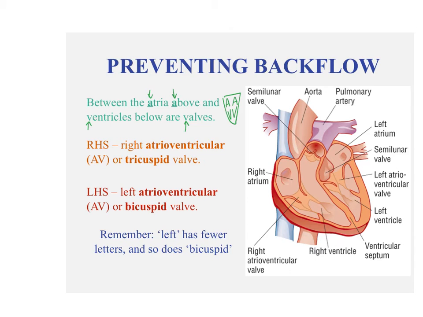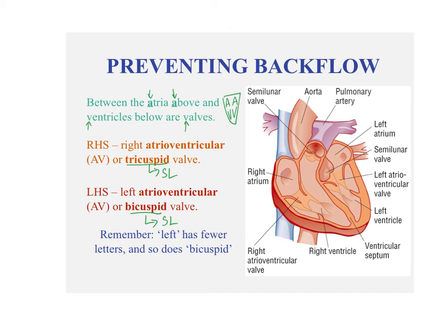Now, on the right-hand side of the heart, we have got the atrioventricular valve, the right one, and also a tricuspid valve. This is another way of calling the semilunar valve. You can use semilunar. Tricuspid is slightly more scientific. Okay, and on the left-hand side, we've got that AV valve again, so the atrioventricular valve, but the semilunar valve is actually called the bicuspid valve.